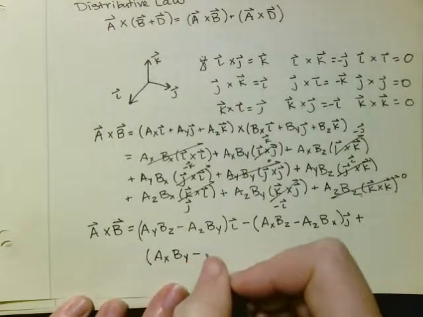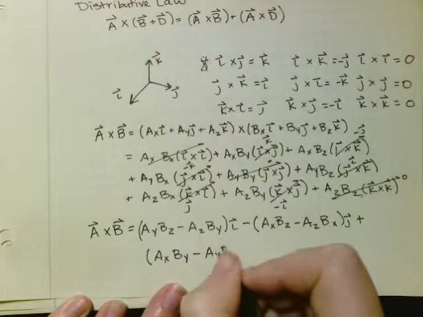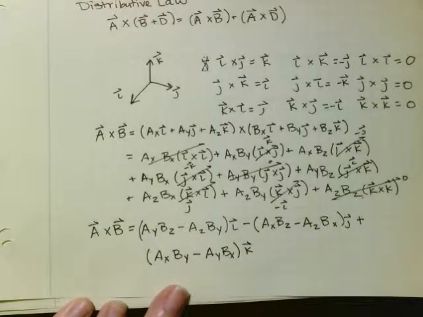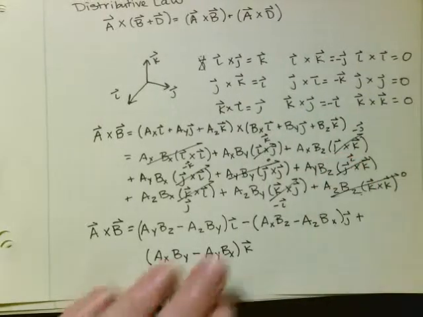minus AY BX multiplied by K. So we put it into this form with this negative because this is the determinant of the matrix. So let's look at that.